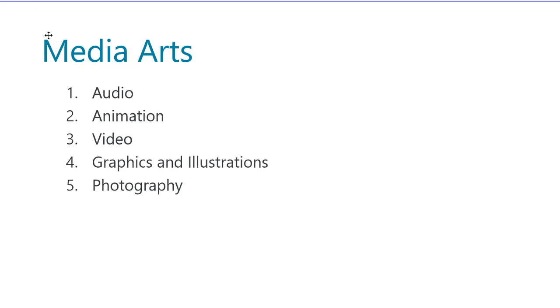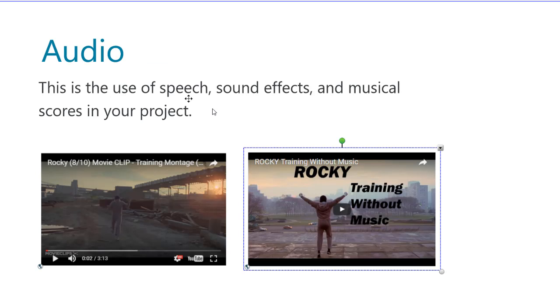Now, the 5 parts of multimedia and media arts are audio, animation, video, graphics and illustrations, and photography. So let's check out some quick examples of each one of these. So audio, that's of course just any speech, sound effects, and musical scores in your project. Now, this can of course make or break your graphic project. So you gotta be careful in your use of it, right? You want to make sure that it fits the project.